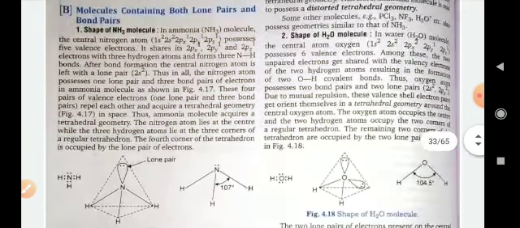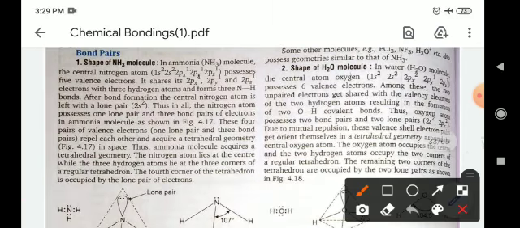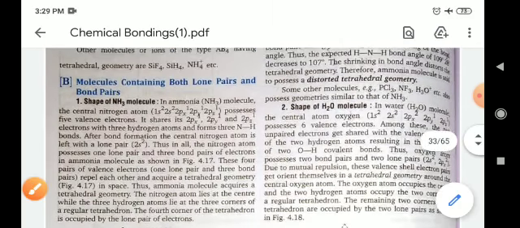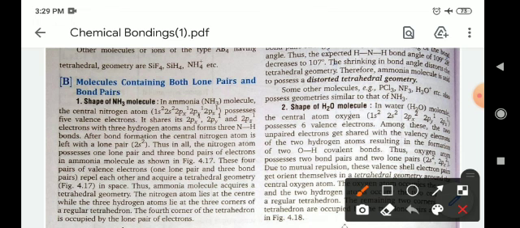Now come to the other examples. Before this, we were looking at compounds in which there are only bond pairs, but now we will look at compounds which have both bond pairs and lone pairs.